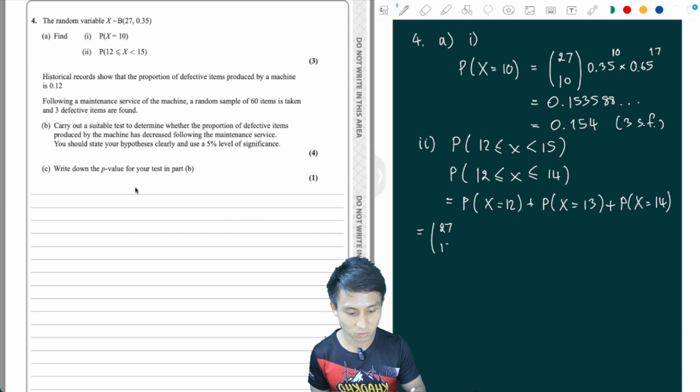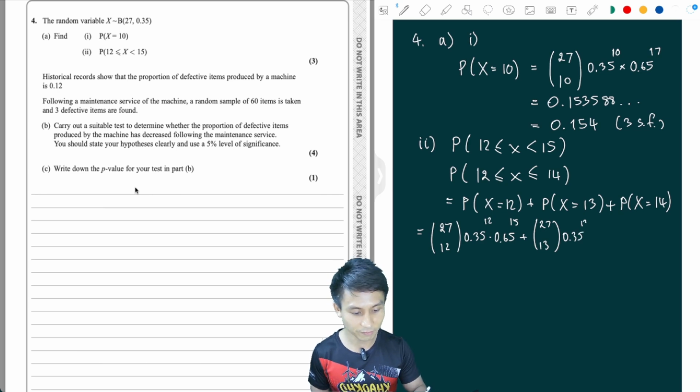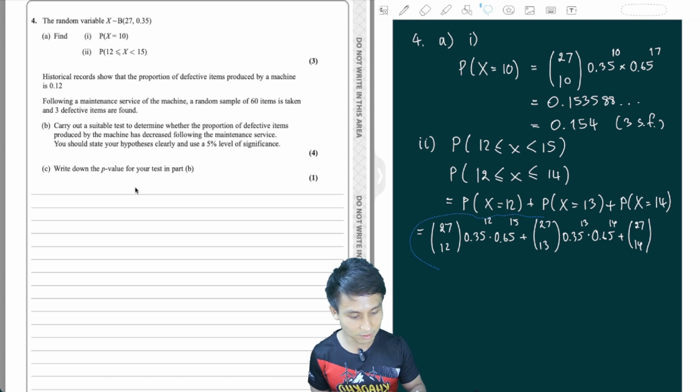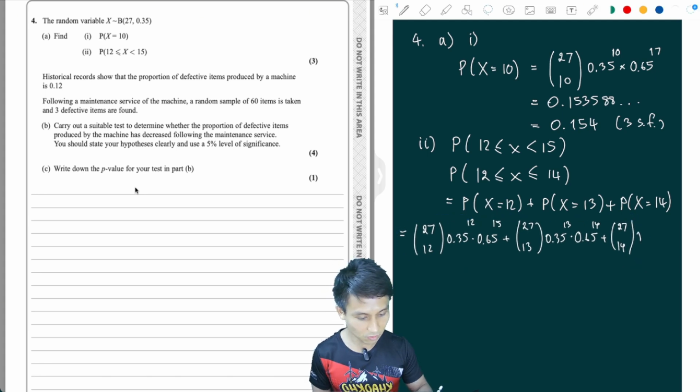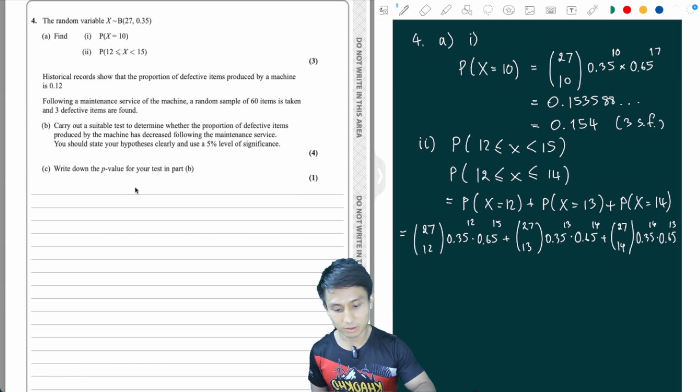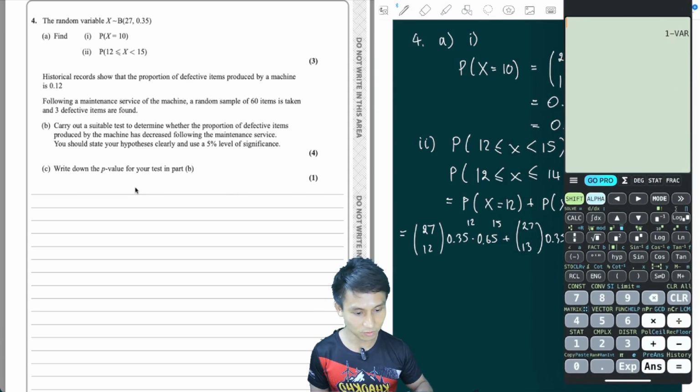So this is 27C12 times 0.35 to the power of 12 times 0.65 to the power of 15, plus 27C13, just writing all that for the working, if you don't mind, and then plus 27C14. Just running out of space there. Need to move a bit to the left. And then 0.35 to the power of 14 times 0.65 to the power of 13. That's right, I'm going to calculate all of them, because my calculator can handle that, I hope.